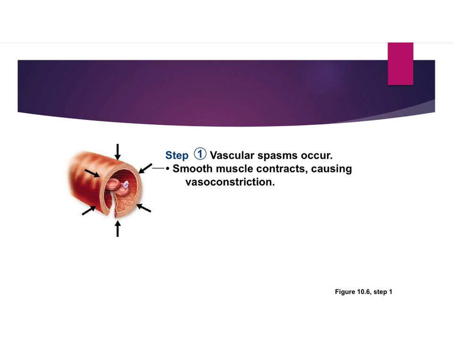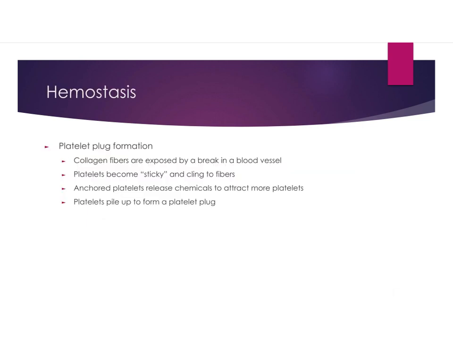There are two layers of muscle in the walls of blood vessels, and both of those layers can contract or constrict, and that causes the blood vessel to become narrower, and that causes blood flow to the area to decrease. The next step is platelet plug formation.